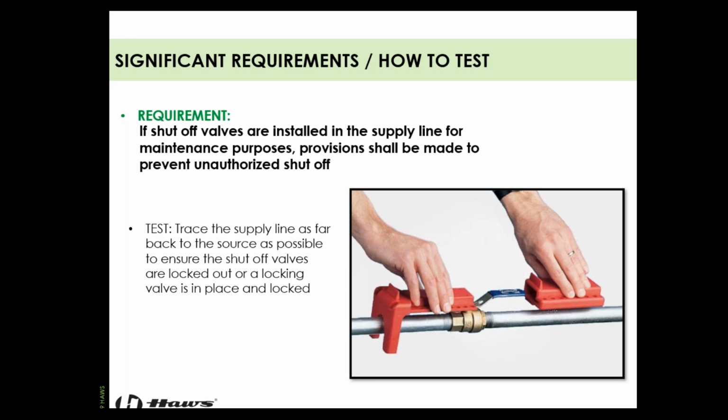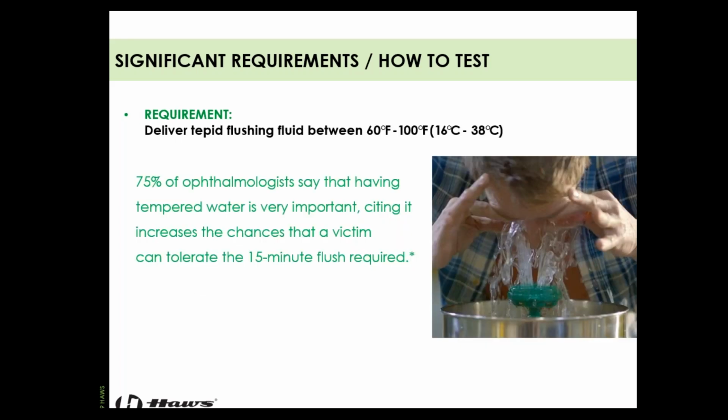So if you have a real healthy LOTO policy and procedures in place, then that shouldn't be really an issue. But trace the supply line back, find that shutoff valve, make sure it's locked open. It's got to deliver tepid flushing fluid. That's super simple, 60 degrees to 100 degrees Fahrenheit.